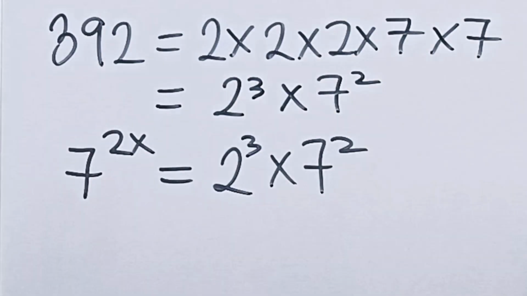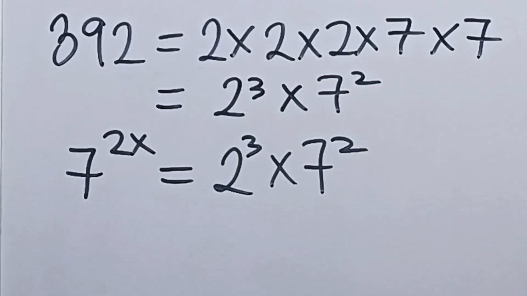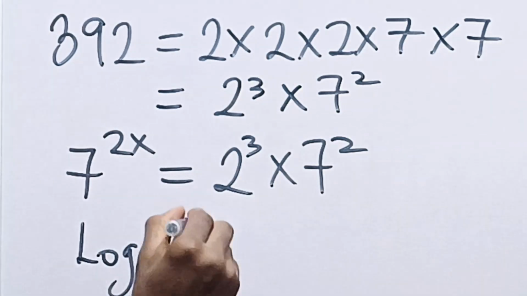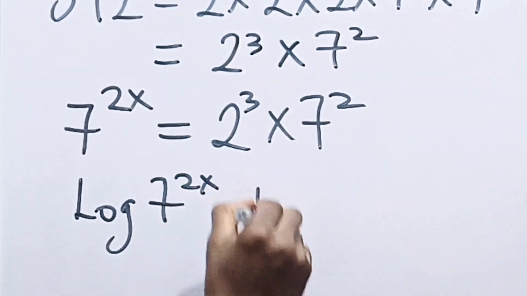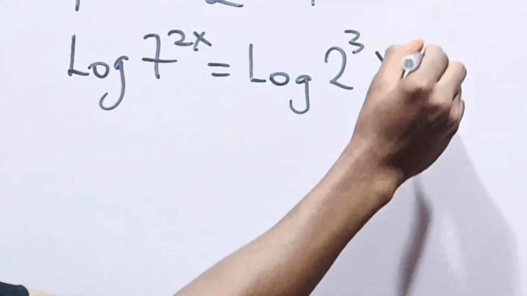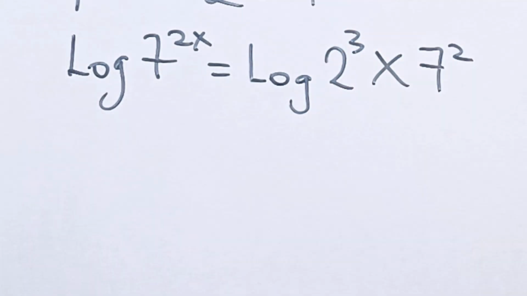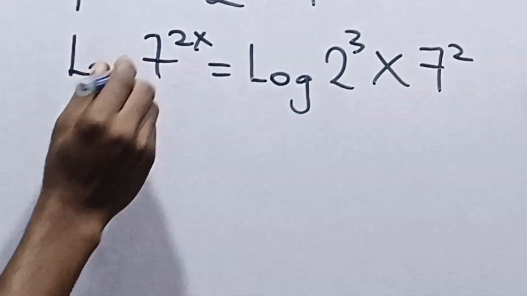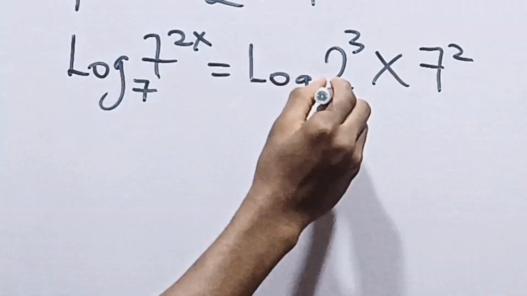Alright? Now, at this point I can say that let's take the logarithm of both sides. So we can say the logarithm of 7 raised to the power 2x will be equal to the logarithm of 2 cubed times 7 squared. Okay? Now this logarithm I'm going to take it in the base of the number carrying x. The number carrying x here is 7. So I'll take the logarithm in base 7 of both sides.